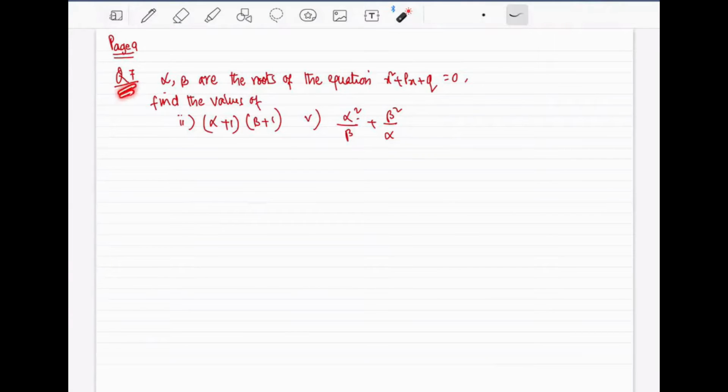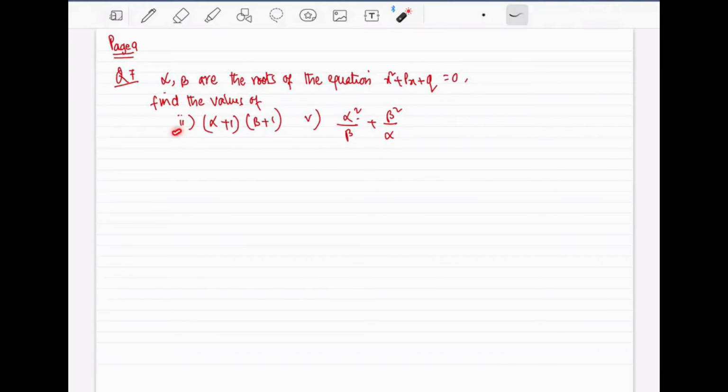Here is question number 7. Most of the questions above question number 7 we have already done as examples when I explained each topic, so I believe you can solve them very easily. Question number 7: alpha and beta are the roots of the equation x square minus bx plus q equal to 0. You have to calculate the values of alpha plus 1, beta plus 1 whole.